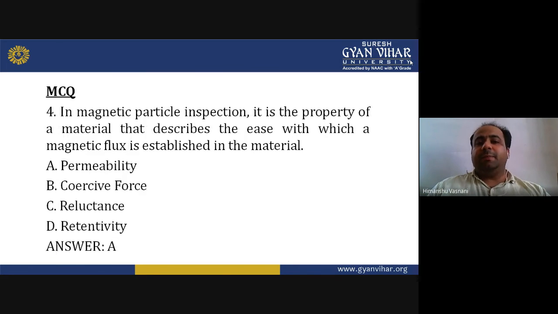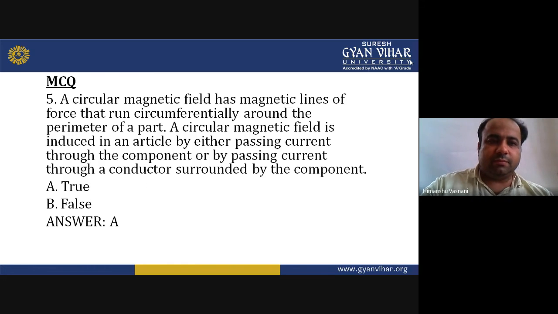Fourth, with magnetic particle inspection, it is the property of a material that describes the ease with which the magnetic flux can be established in the material. So what do you call this property? Is it permeability, coercive force, reluctance, or retentivity? It is A, permeability.